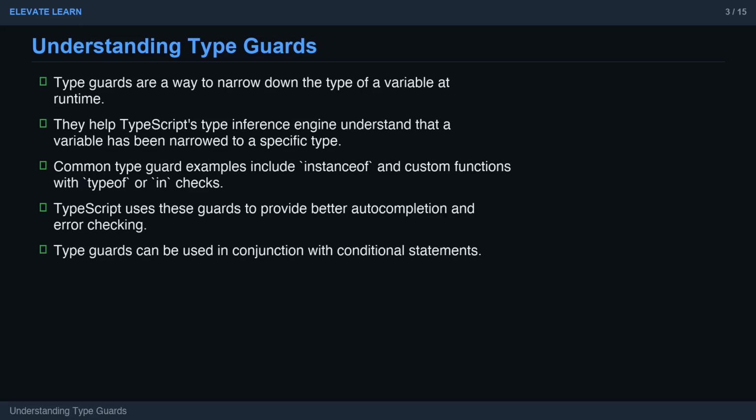Hello everyone. Today we're diving into the world of type guards. You see, in TypeScript, type guards are like magical tools that let us tell the compiler, hey, I know this variable is now definitely a specific type. We do this with instanceof, which checks if an object is an instance of a certain class. Or we can create custom functions using typeof or in to check for property existence. This helps TypeScript give us better autocompletion and catch errors early on. By narrowing down types, we can make our code more precise and maintainable, especially when working with conditional statements.